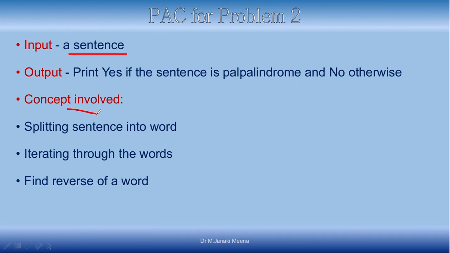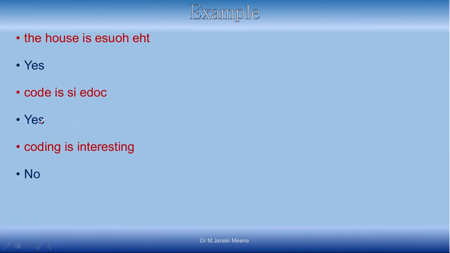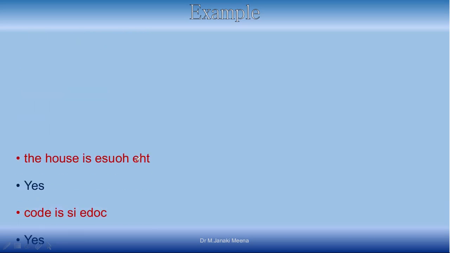So when you look at the concepts involved, first thing is you have to know how to split the sentence into words. You have to iterate through the words and find the reverse of the word. These are all the concepts that are involved. So for example, if you consider this one, yes, here code is, this is having 5 words, an odd number of words. You have to check first and last, second and fourth. This one we can leave. Similarly, when you look at here, first and last, second and third should be checked. In this also, yes, coding is interesting. Here it is not in that palindrome form, so no.